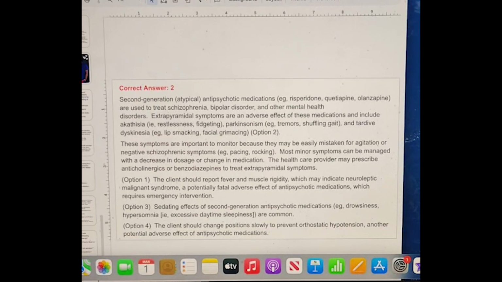These symptoms are important to monitor because they may be easily mistaken for agitation or negative schizophrenic symptoms. Most minor symptoms may be managed with a decrease in dosage or change in medication. The healthcare provider may prescribe anticholinergics or benzodiazepines to treat extrapyramidal symptoms. All right, here we go.